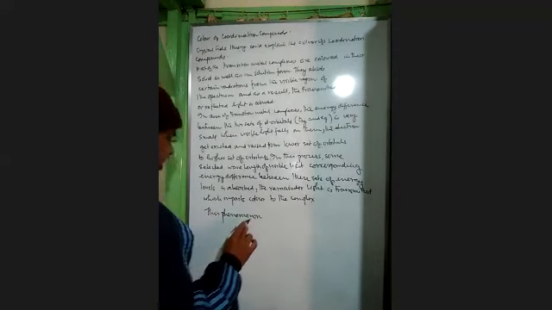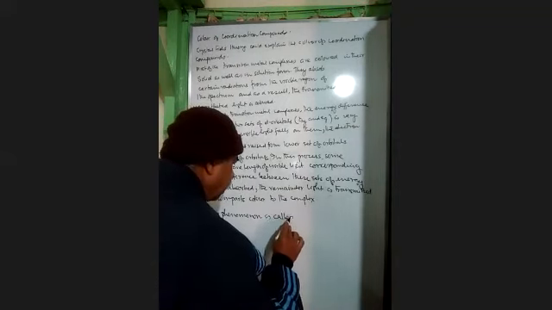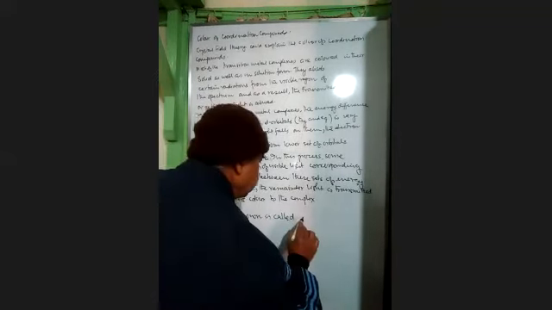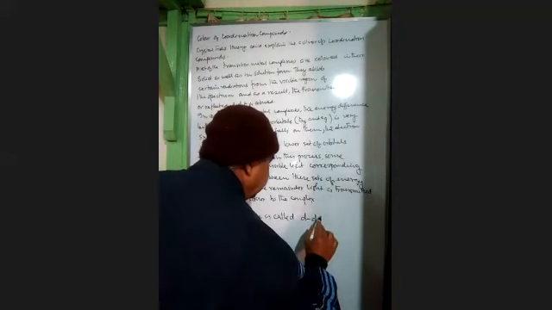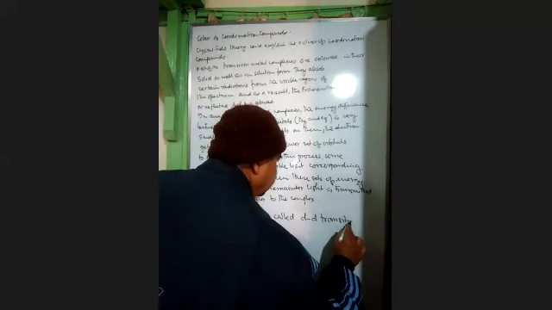This phenomenon is called d-d transition. So this is the one which I told you in transition method. It's called d-d transition.